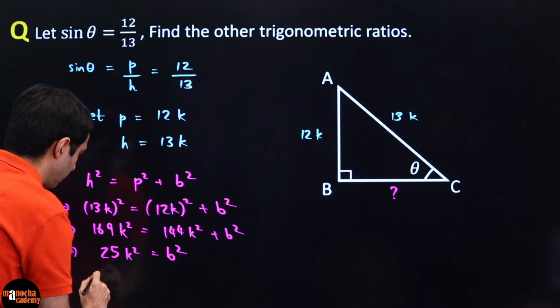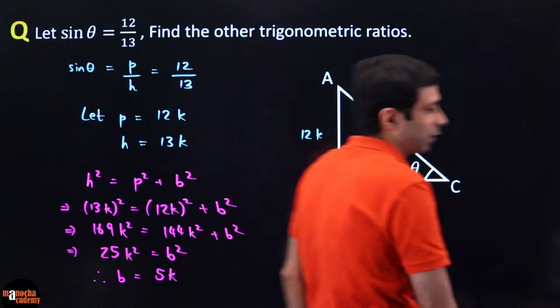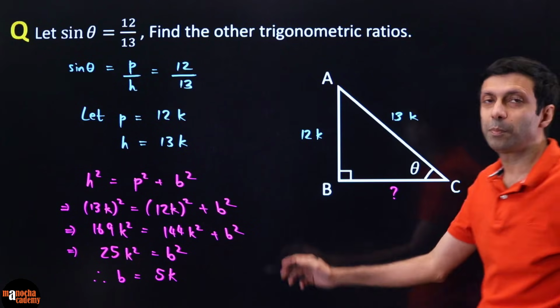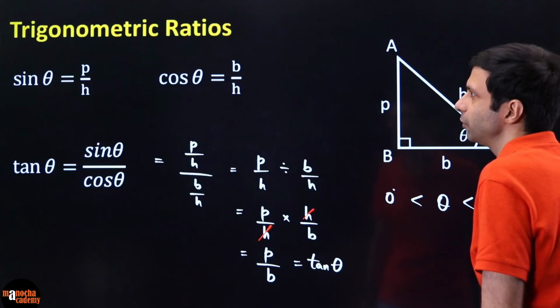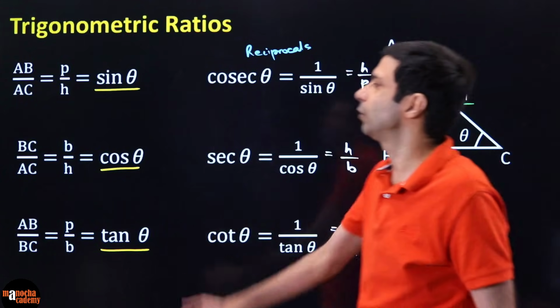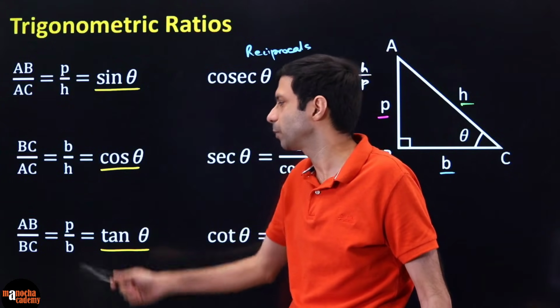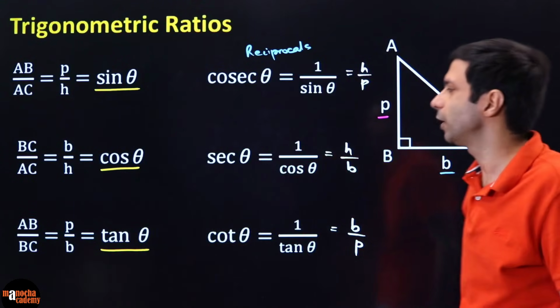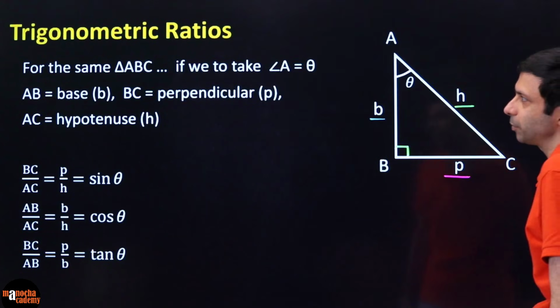So therefore b is square root of that, which is 5k. This is 5k. Now, once you have got b as 5k, now you can easily find the ratios because in trigonometry, we define these ratios. That's it. You know all your three sides. You put perpendicular by hypotenuse, you put base by hypotenuse, tan theta is perpendicular by base, and the reciprocals also. So it's just a simple substitution.